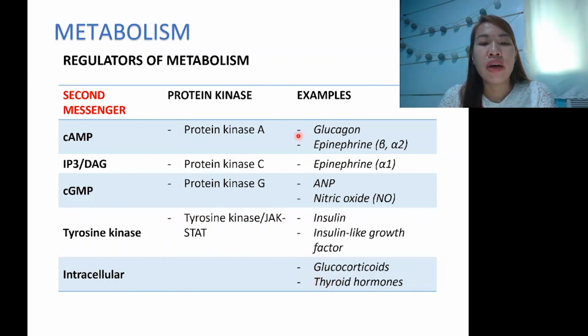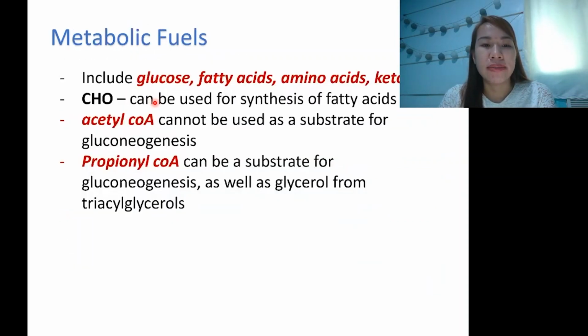So we have to try to memorize this and understand the relationship of your second messenger with that of the protein kinase. So metabolic fuels, these have been mentioned earlier, but just to give us a review, our sources of fuels are, of course, glucose. We've emphasized on that, fatty acids, amino acids, and ketones. Carbohydrates can be used for the synthesis of fatty acids as well. So carbohydrates it's not just used for the synthesis of glucose, but fatty acids.